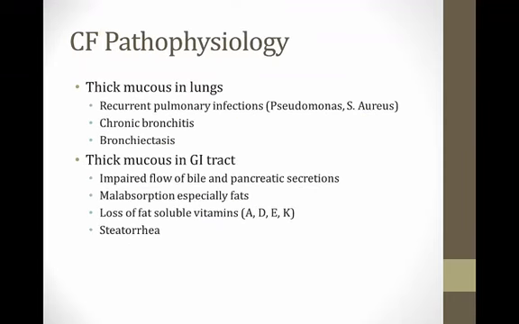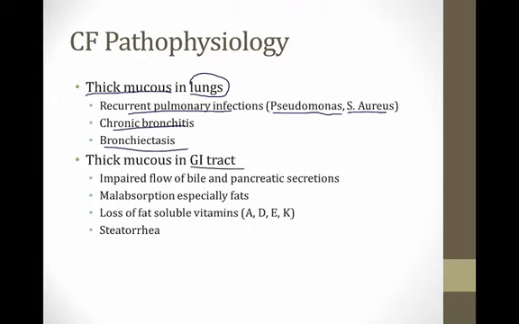So to remember all the pathophysiology and symptoms of cystic fibrosis, just remember that there's going to be thick mucus. When you have thick mucus in the lungs, the patients are going to develop recurrent pulmonary infections. It's very high yield to remember Pseudomonas, which causes most of the pulmonary infections in CF patients, also sometimes Staph aureus. These children are going to subsequently develop chronic bronchitis, and they can also get bronchiectasis.